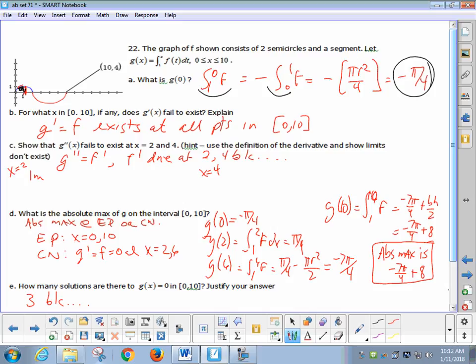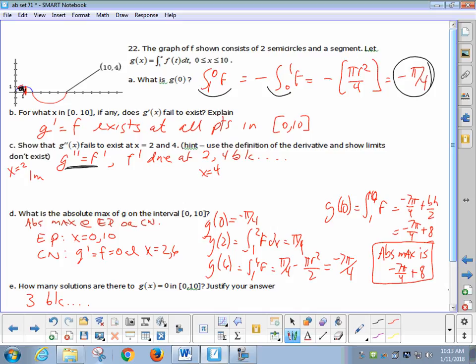Now the harder part by far is the second part. This is a pretty rare, like 1 every 4 years kind of free response question where you have to prove, not state, prove a derivative doesn't exist. It's a little tricky. So try to get you some practice just in case it shows up this year. If you were to show G double prime fails to exist at 2 and 4, then the very first thing you must do is connect G double prime to F prime. G double prime is F prime. That's easy. So far, so good?